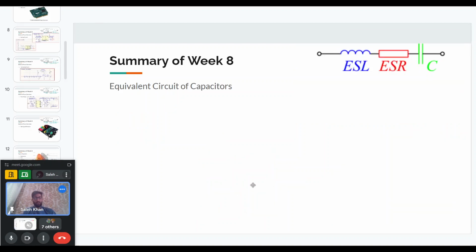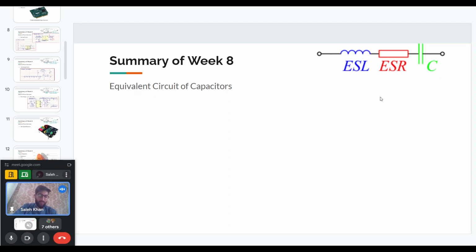So now, ideally, the capacitors should only have capacitance inside it, but practically you will have some parasitic inductance as well as parasitic resistance. That will be because of the dielectric and because of the leads that come out. So all these things will be present.